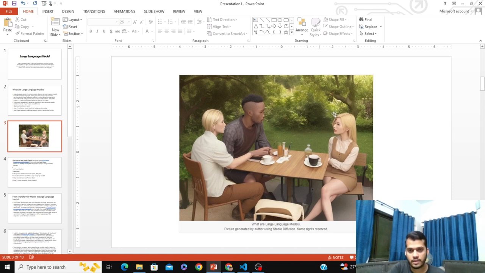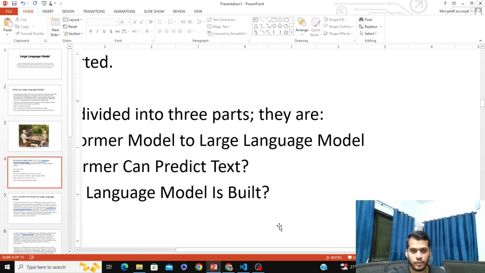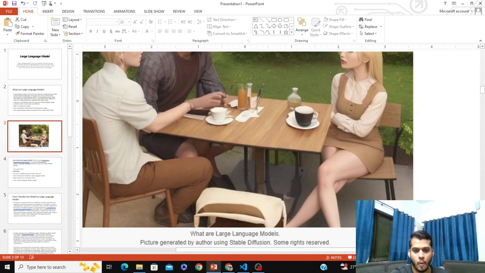The key picture. What is a large language model? A picture generated by an author, summarizing each table.